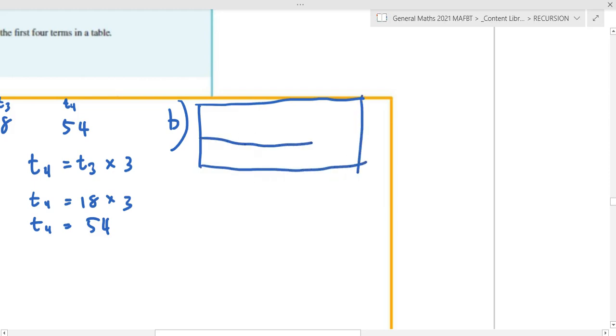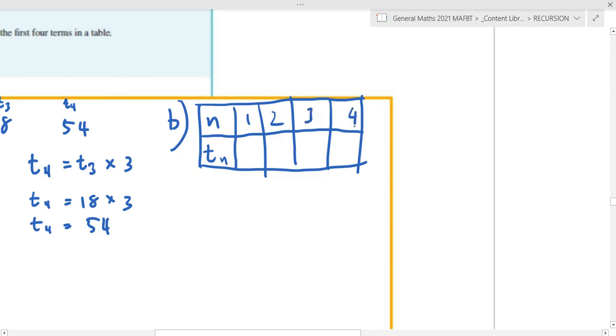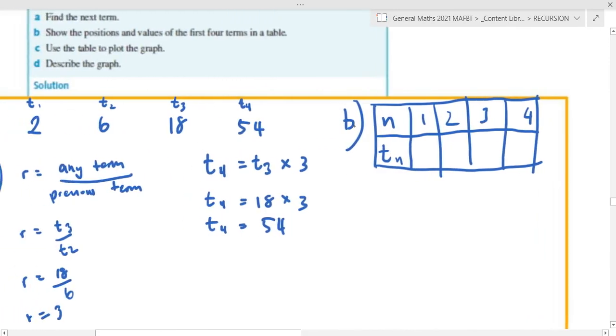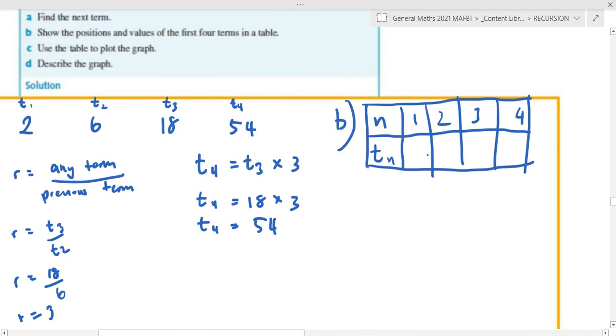But make sure that you put the correct variables on the correct sides. So n goes on top, the term number. Tn represents the term value. Just understand the difference there. So you've got 1, 2, 3, 4, and then the values 2, 6, 18, and 54.